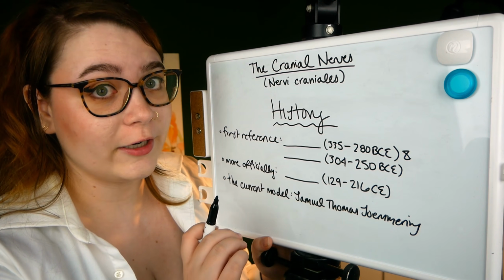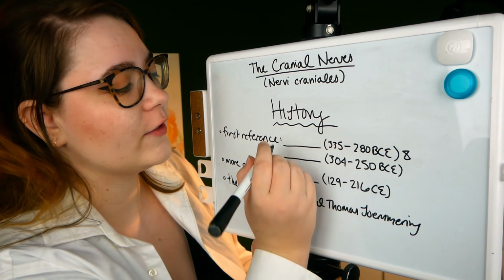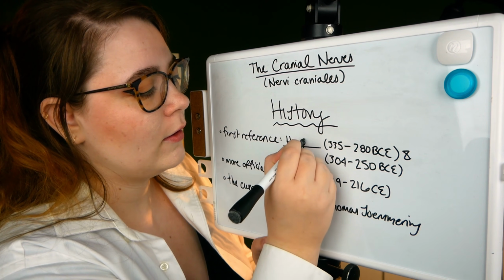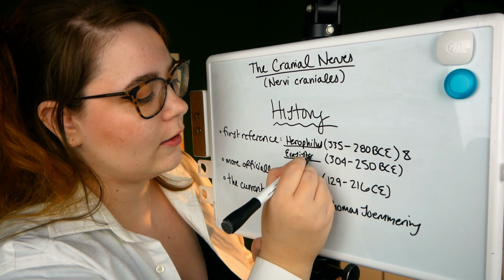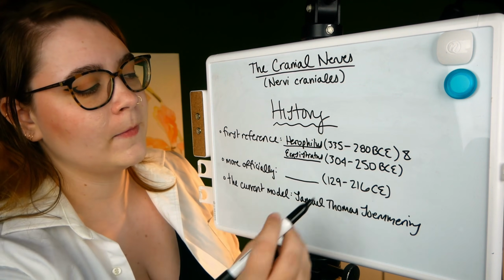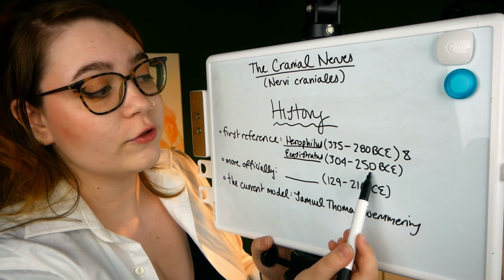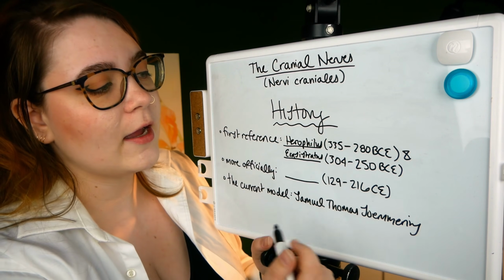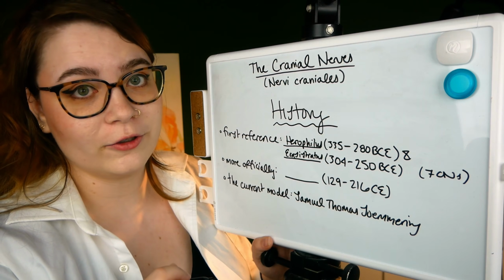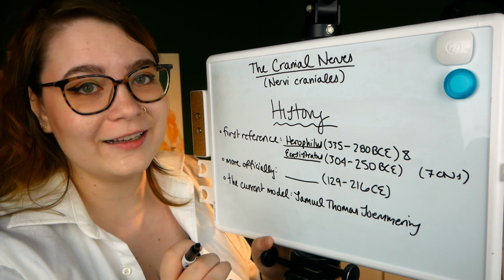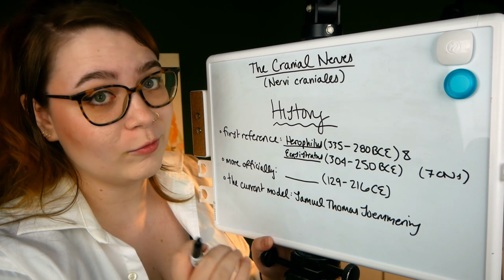The existence of the cranial nerves has actually been around for quite a while. We have the first reference to cranial nerves by Herophilus and Erasistratus, 335 to 280 BCE, and 304 to 250 BCE. They identified 7 cranial nerves, but unfortunately, with the burning of the Library of Alexandria, their work was lost.